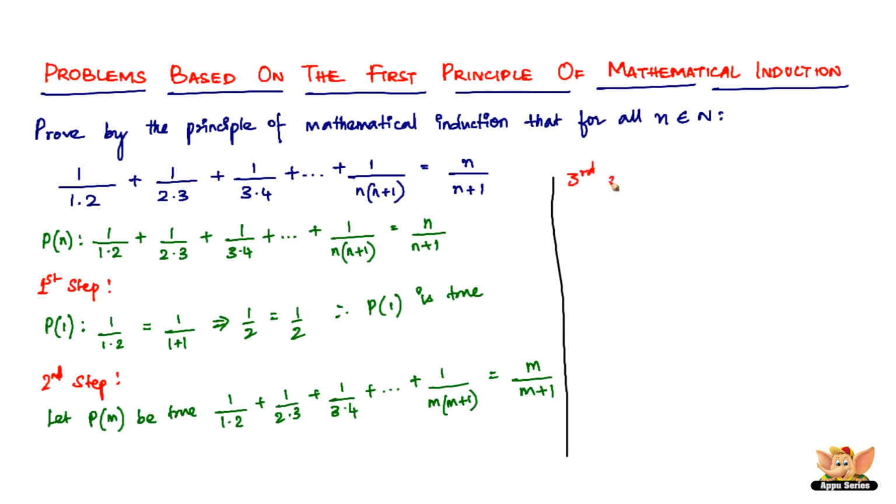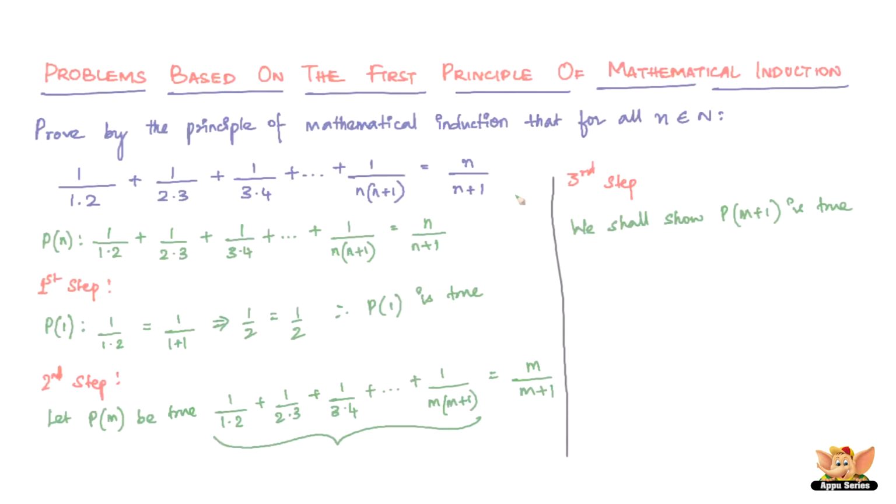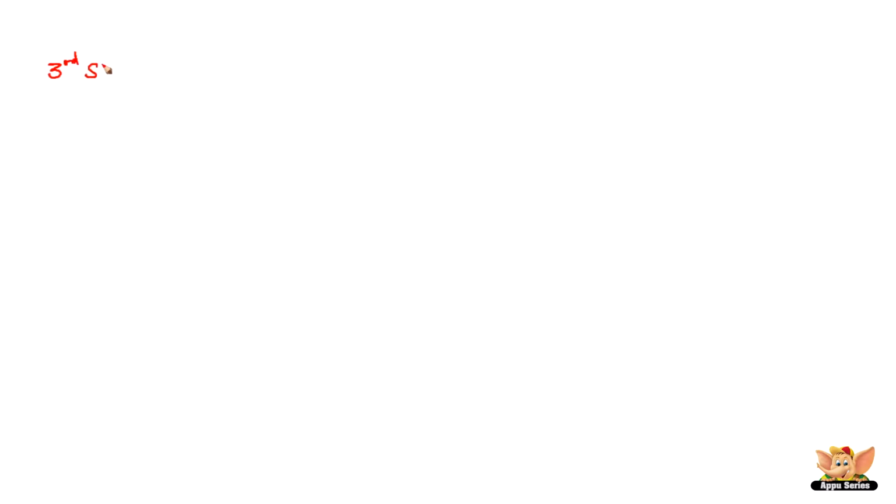Now, third step. Third step is nothing but we shall show that P of m plus 1 is true. This is what is going to be the third step. I don't think this much space is sufficient to solve the entire problem. So I'd say let us go to a new page. But what you have to remember before we go to the new page is that this whole thing is equal to m by m plus 1 is what you have to remember. Alright, so I'll come back to this page once we reach this step. Let me continue from the third step.